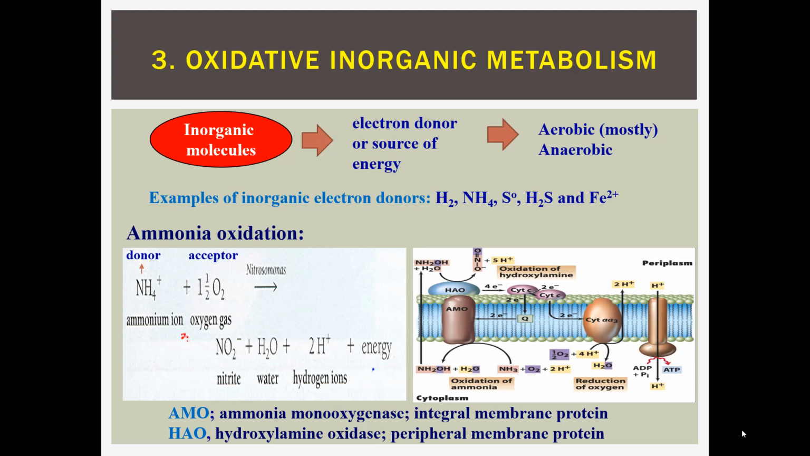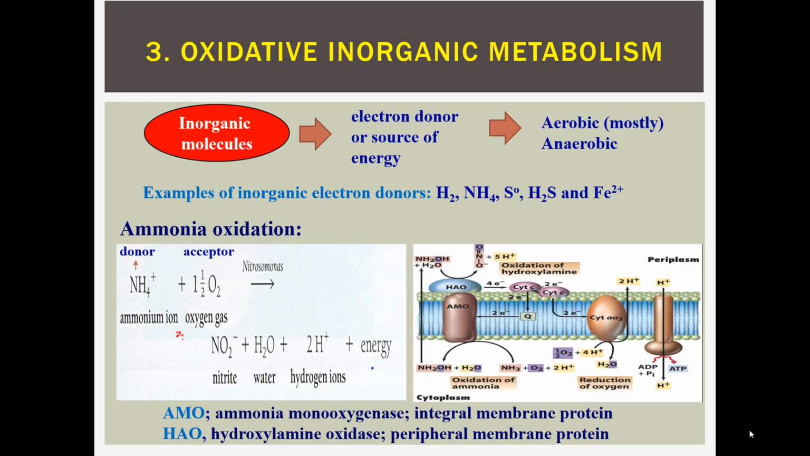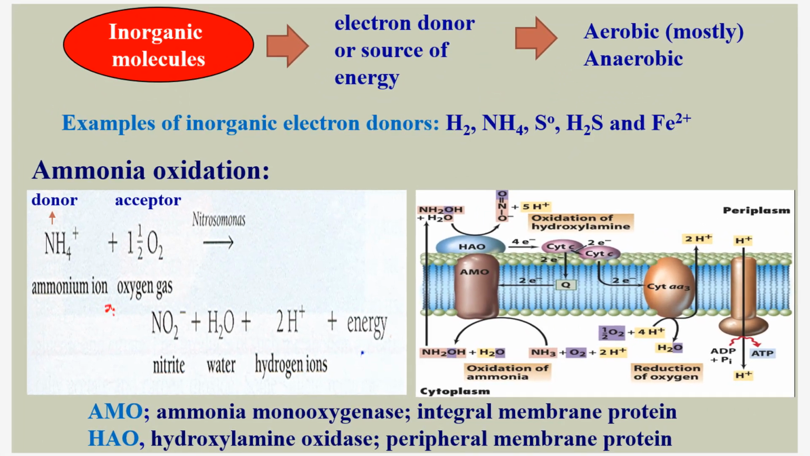Now, the third type of inorganic metabolism is oxidative inorganic metabolism. This is a type of metabolism in which microbes use inorganic compounds such as hydrogen gas, ammonium, elemental sulfur, hydrogen sulfide, and iron as source of electrons. So in the process, the inorganic molecules are used as electron donors. So recall that in dissimilatory inorganic metabolism, inorganic molecules are used as electron acceptors. So in oxidative inorganic metabolism, the inorganic molecules are used as electron donors.